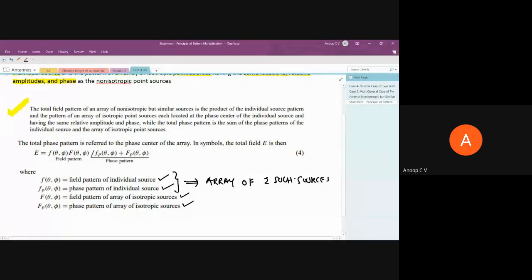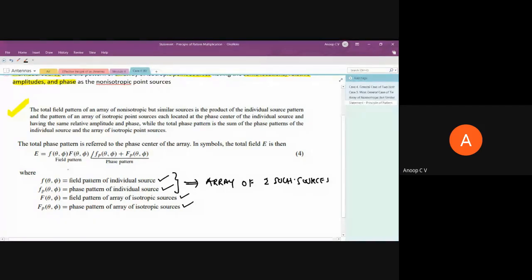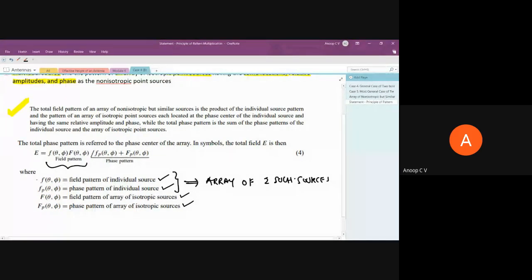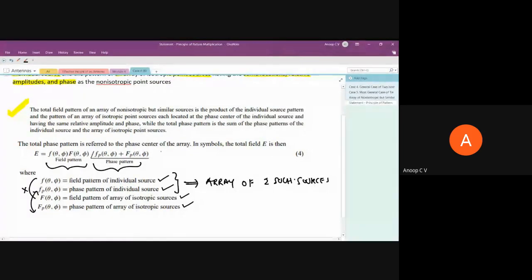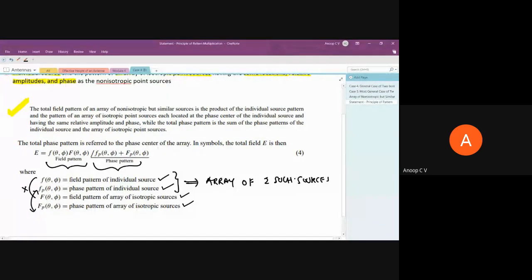the resultant will be, you can see the magnitude pattern is the product of these two, and the phase pattern, if you see, is the sum of these two. That is what it is in general, right? That's how you can write the principle of pattern multiplication, like this.